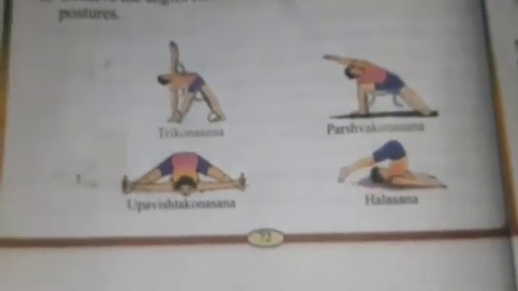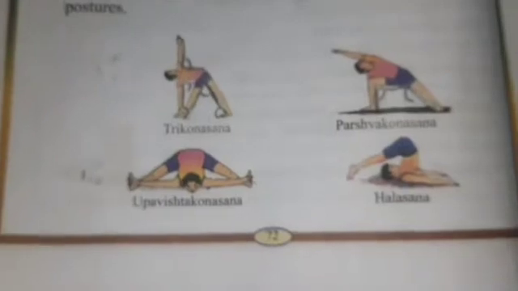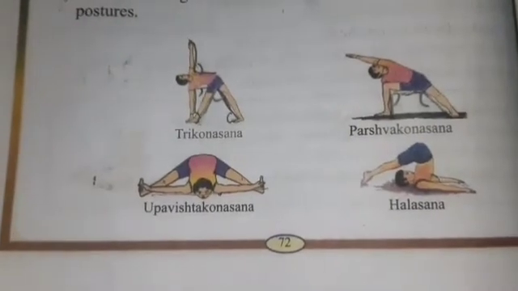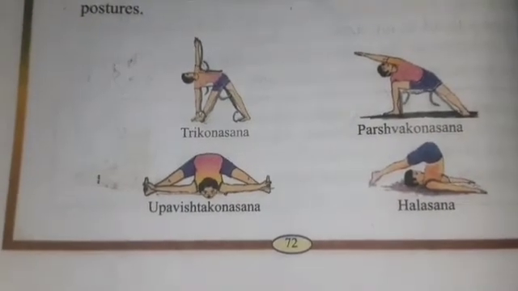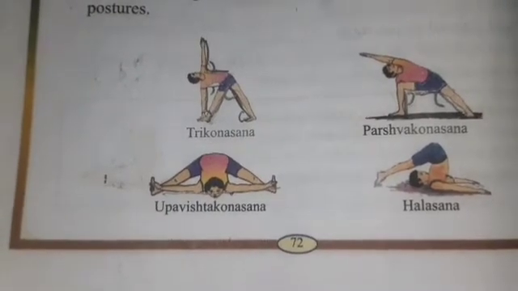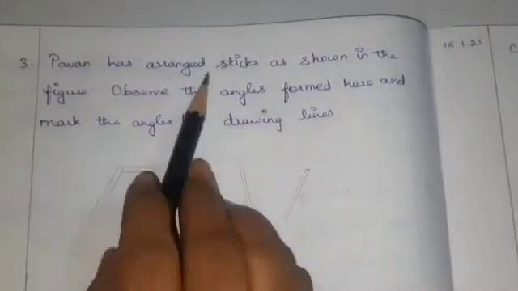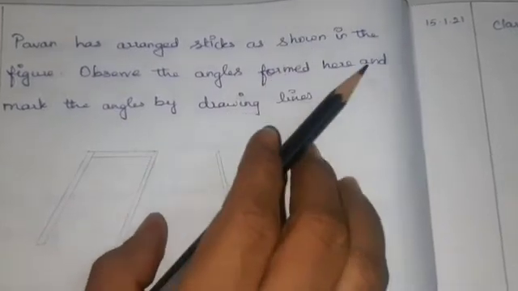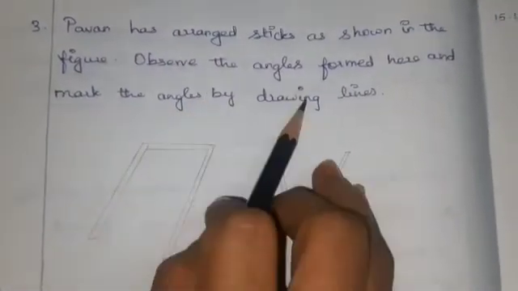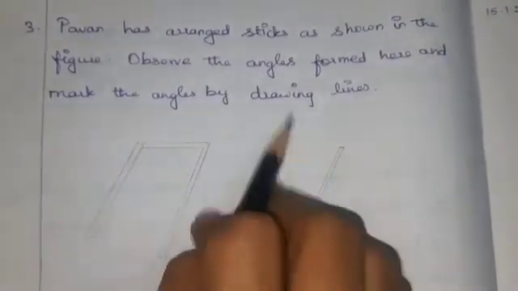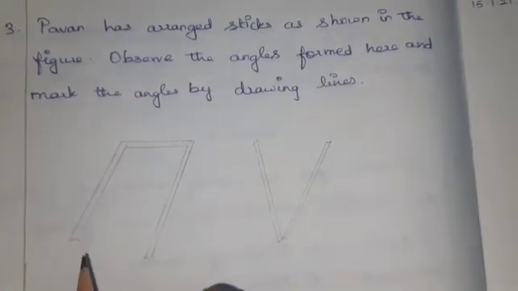The third and fourth you are going to solve it. You need not write the type of angle, you need to only mark where the angles are being formed here. Third question, Pavan has arranged sticks as shown in the figure. Observe the angles formed here and mark the angles by drawing the line.